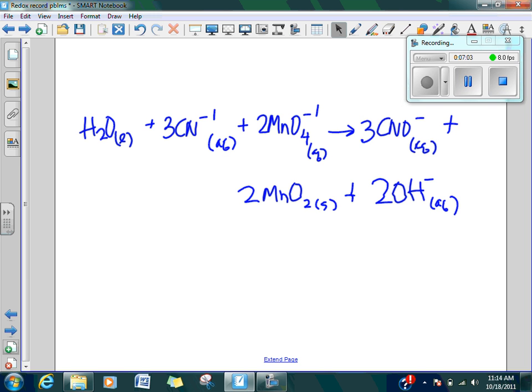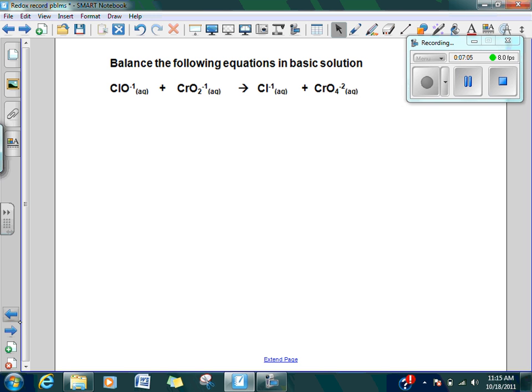So what I would like you guys to do is balance this one right here and bring this to class on Monday, fully balanced out with an equation in basic solution.